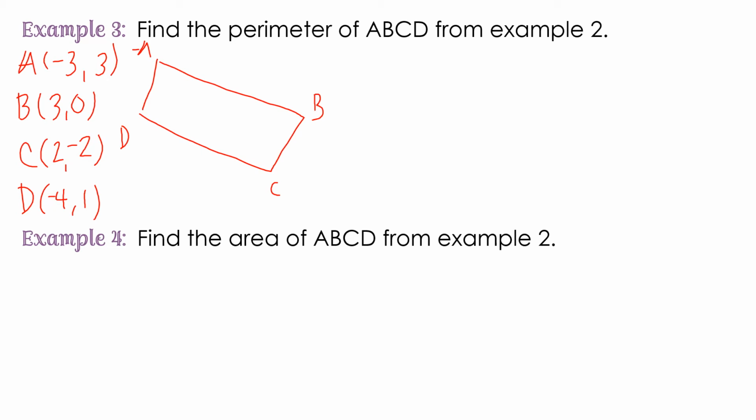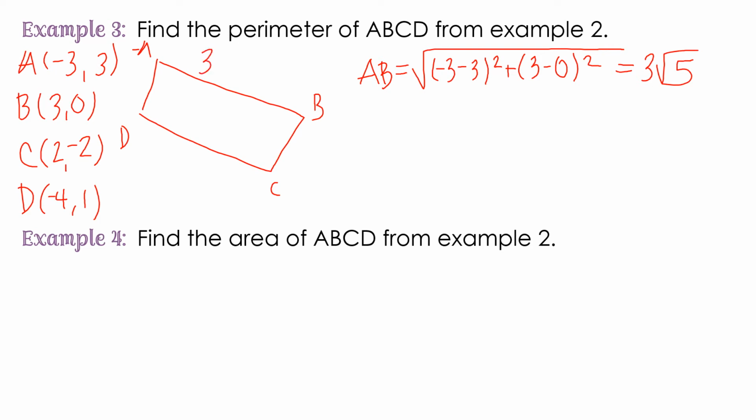All right, so AB. Let's do our distance formula. AB would be the square root of (-3 minus 3) squared plus (3 minus 0) squared. So that would be -3 minus 3 is -6. -6 squared is 36. And then 3 minus 0 is 3, and 3 squared is 9. So that would be the square root of 45, which simplifies to be 3√5. Okay, so that's for AB and also for DC.